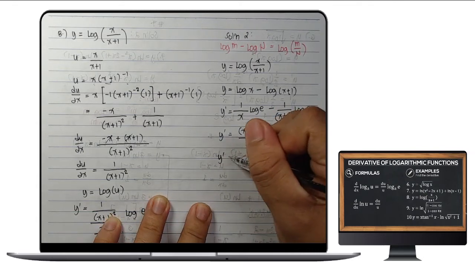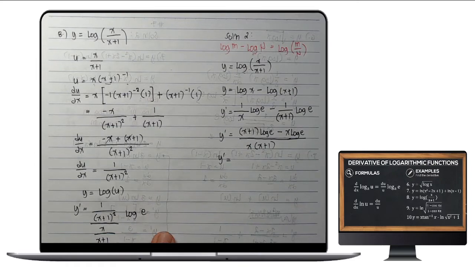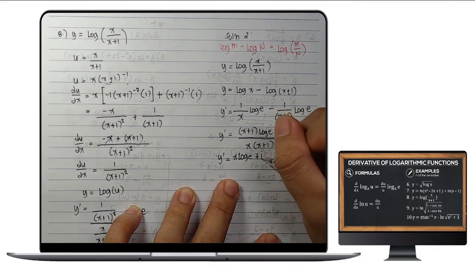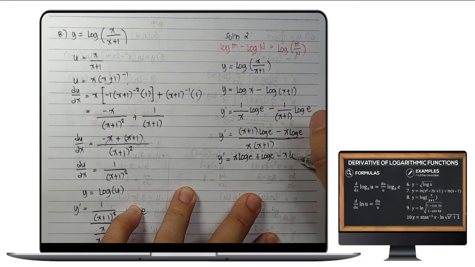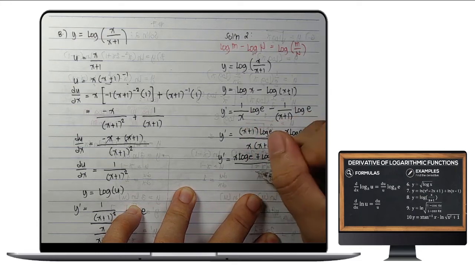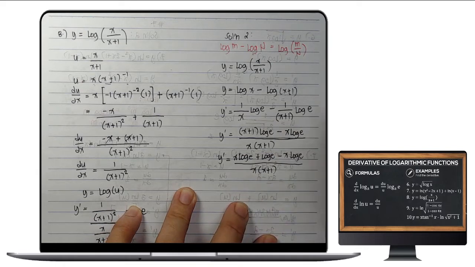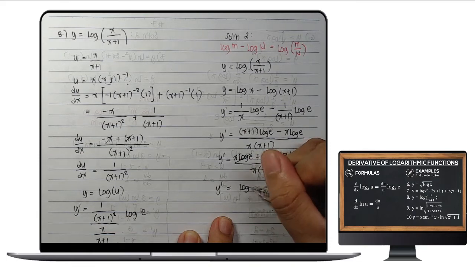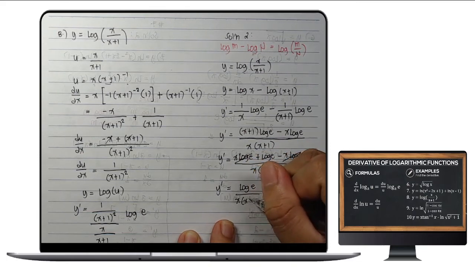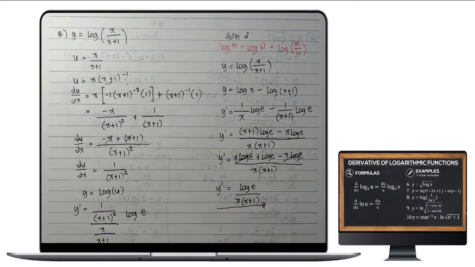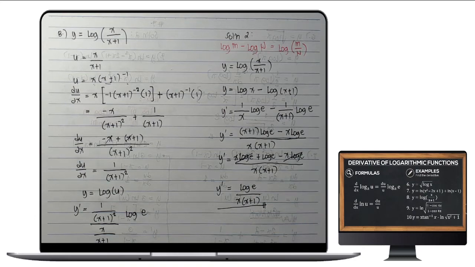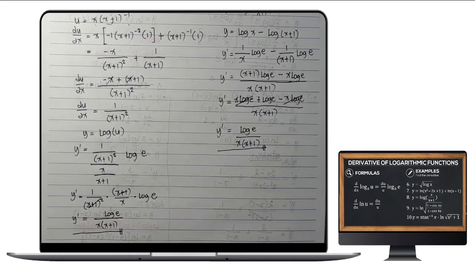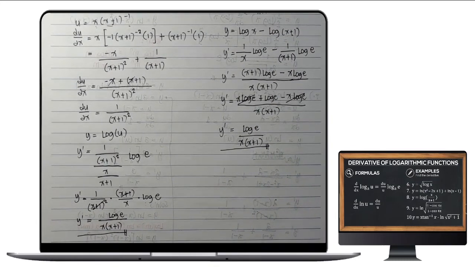Let's distribute. Our y prime, when we distribute this, becomes x log of e, then distributing, log of e minus x log of e, divided by x multiplied by x plus 1. We can cancel out this. So our y prime is simply log of e all over x times x plus 1. It is the same. So we obtain the same answer, by application of properties.